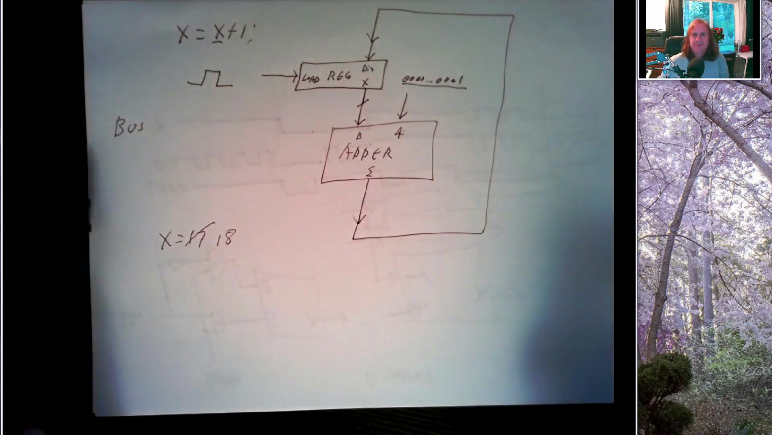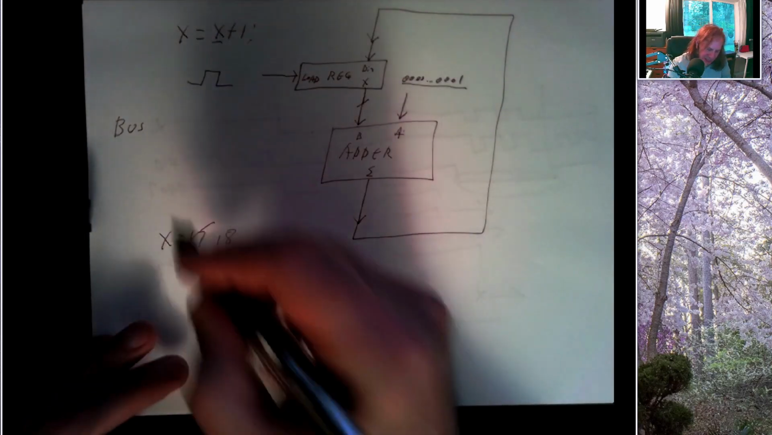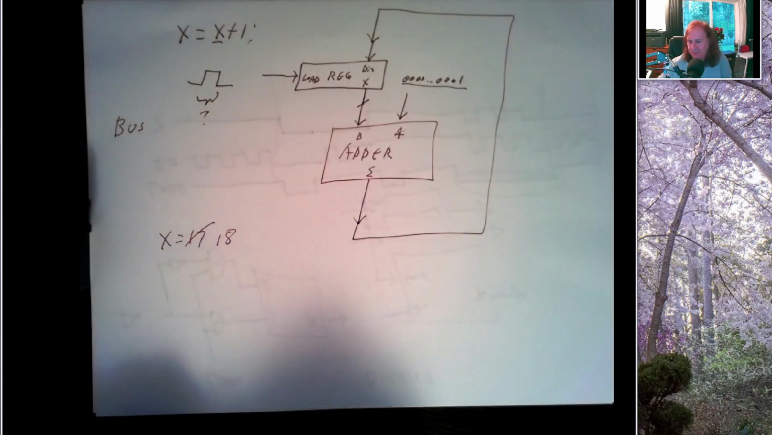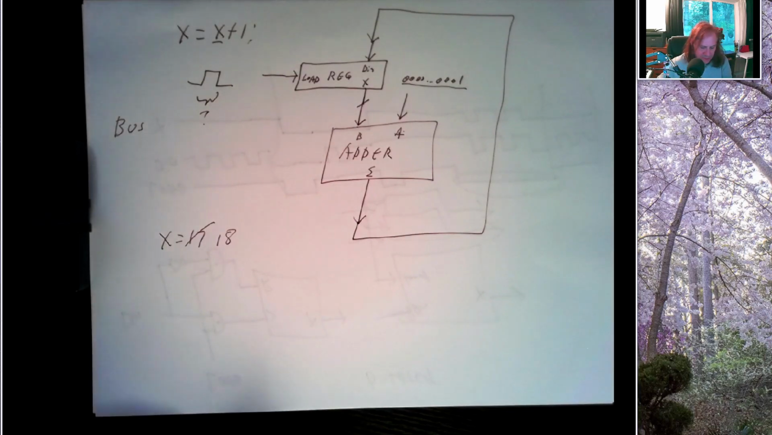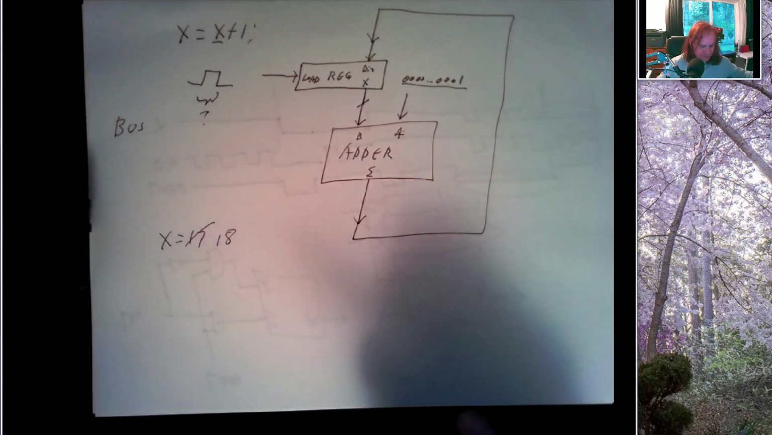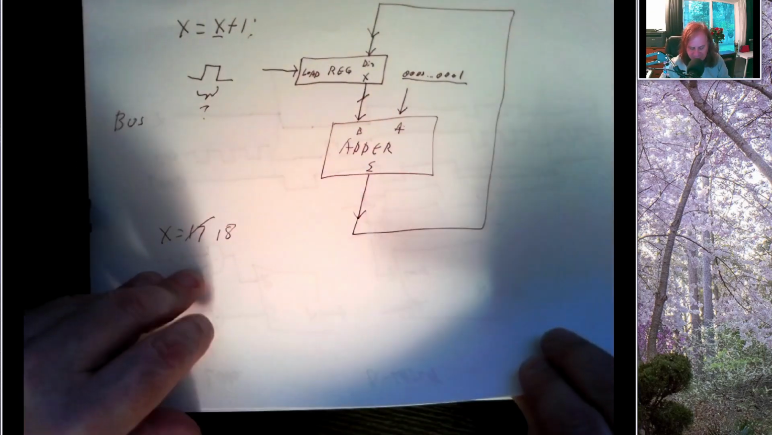And that works great, right? Except for one thing. How wide should we make this pulse? Because remember, while that load line is high, the output's going to reflect whatever is coming in on the input.